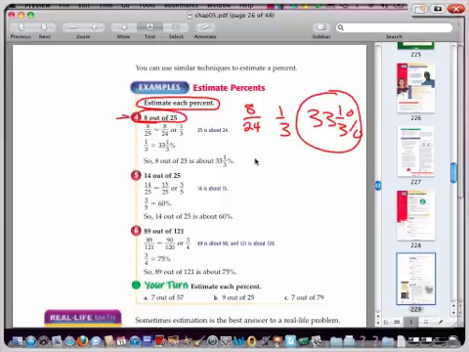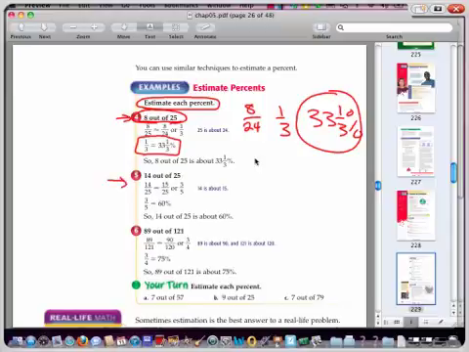The one thing I don't like about this particular problem is I think 25 is a pretty easy number to work with. I don't know that I would even estimate that number. I would tell you what it was exactly. But for our example here, what they want us to do is to learn to estimate. So that's what we did. But I would probably say, well, 8 out of 25 is 32%, just because I know that 25 goes in 100 4 times. And same thing with this next one.